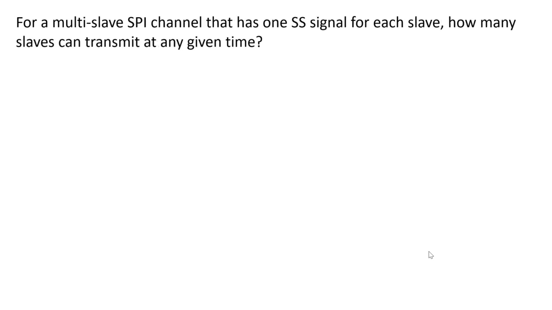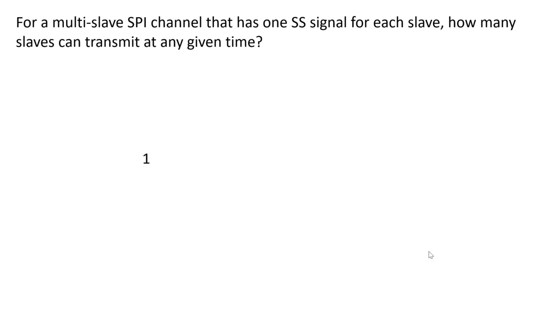So logically 0. For a multi-bit SPI channel that has 1 SS signal for each slave, how many slaves can transmit at a given time? Okay, now this one, multi-slave, but not daisy-chained, 1 SS signal for each slave, 1 slave select. So if that happens, only 1 slave can transmit.